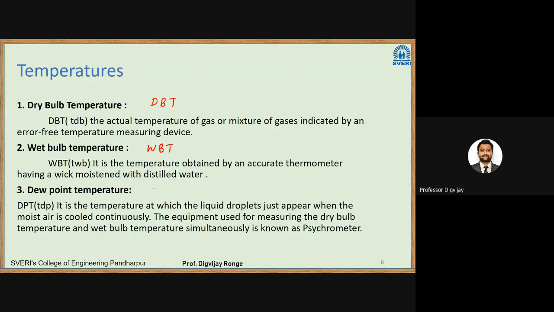The third is the dew point temperature. Dew point temperature refers to saturated air. It is the minimum temperature below which there is condensation of water vapor. That temperature is what we refer to as the dew point temperature, or DPT.